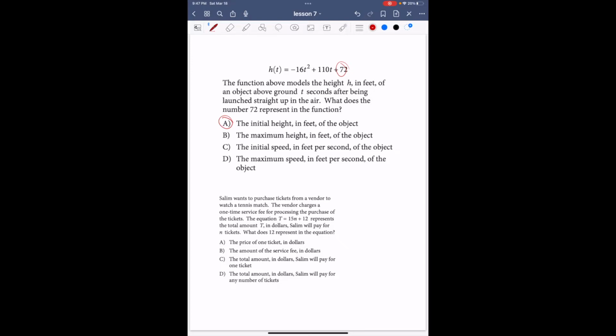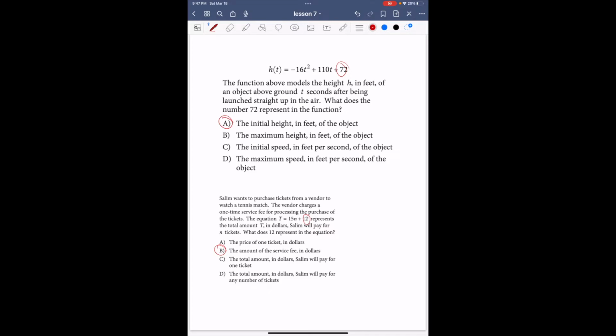Salim wants to purchase tickets from a vendor to watch a tennis match. The vendor charges a one-time service fee for processing the purchase of the tickets. The equation T equals 15n plus 12 represents the total amount T in dollars Salim will pay for n tickets. What does 12 represent? Well, that's the y-intercept. So this is pretty much saying when x is 0, y is 12. Or when there's 0 tickets, the total cost is $12. Another way of saying that is just the service fee.